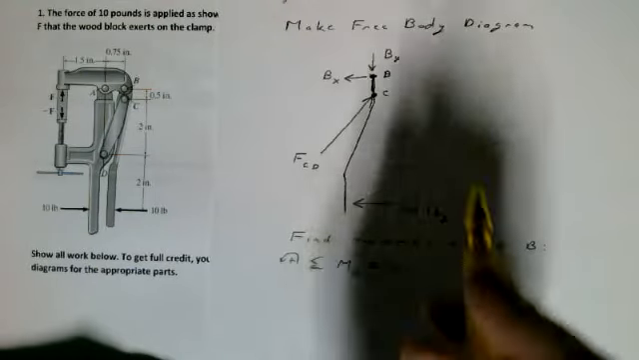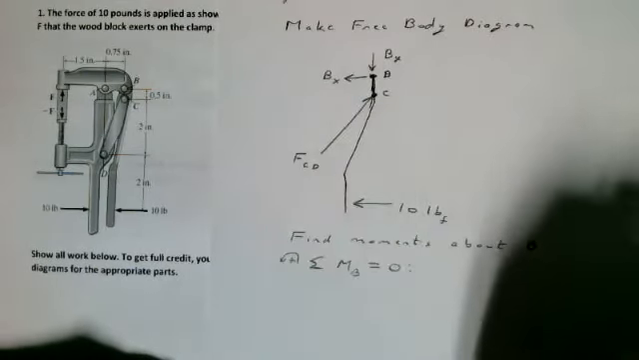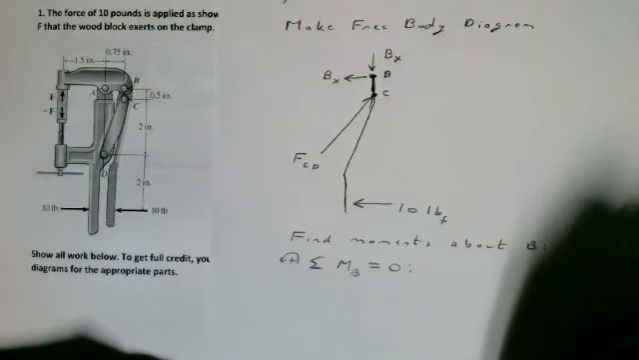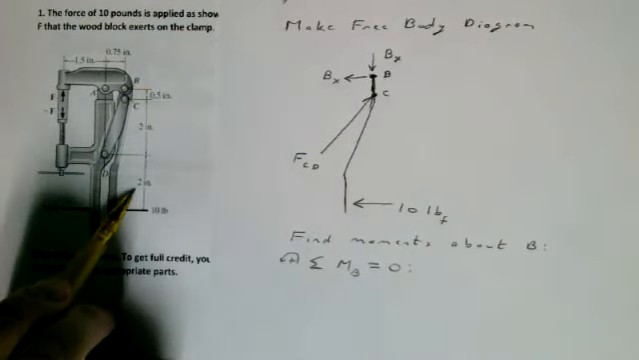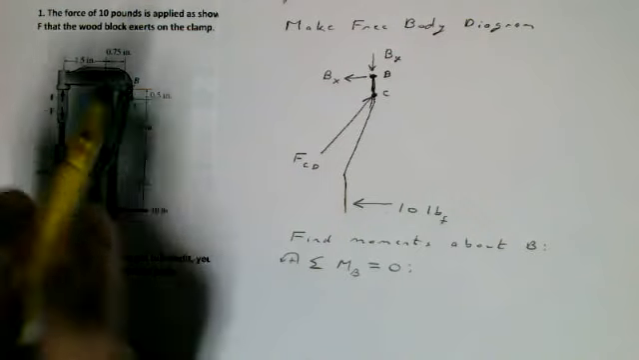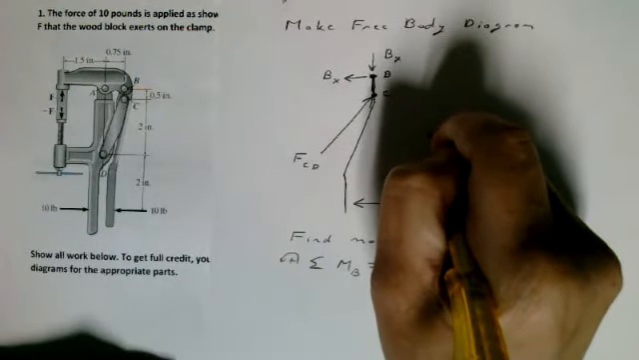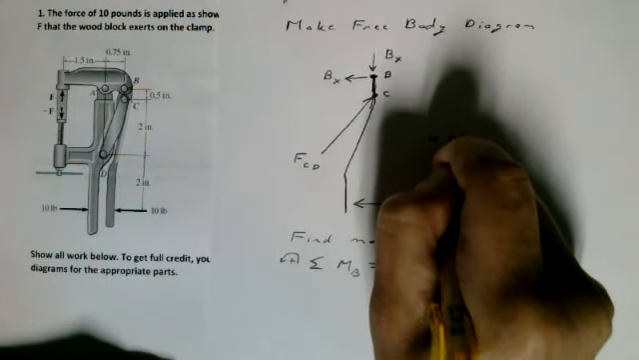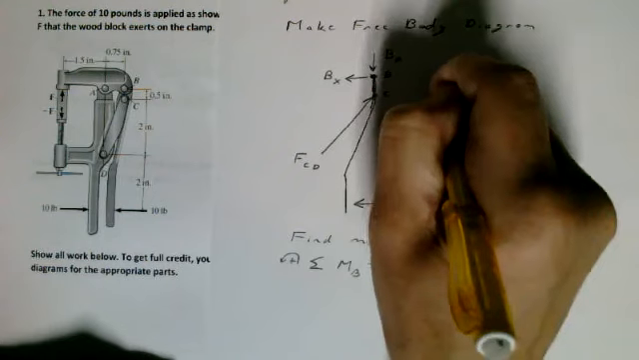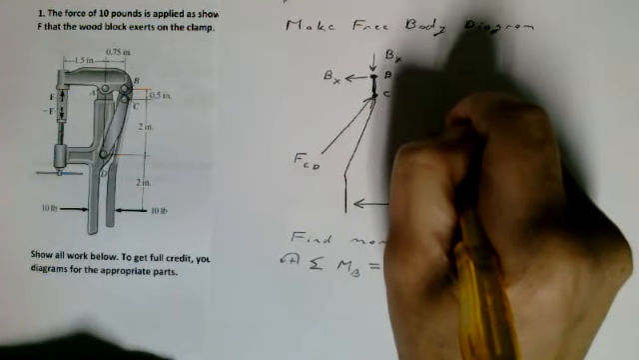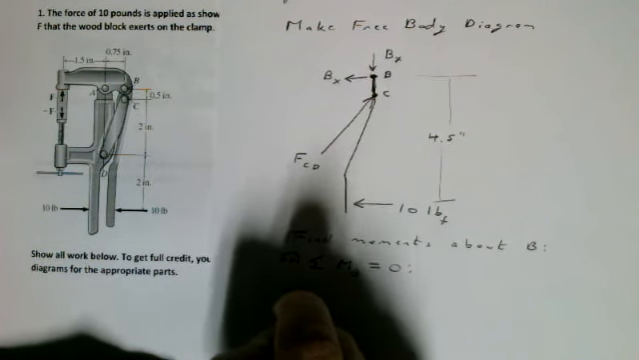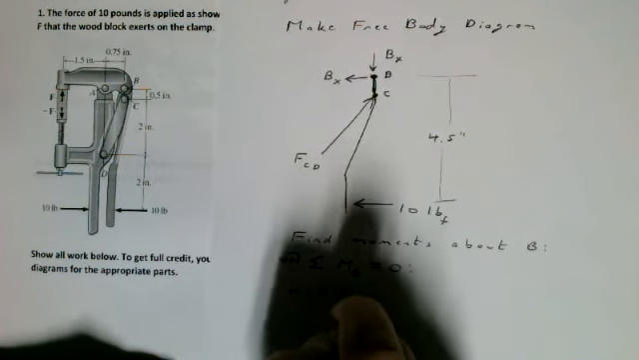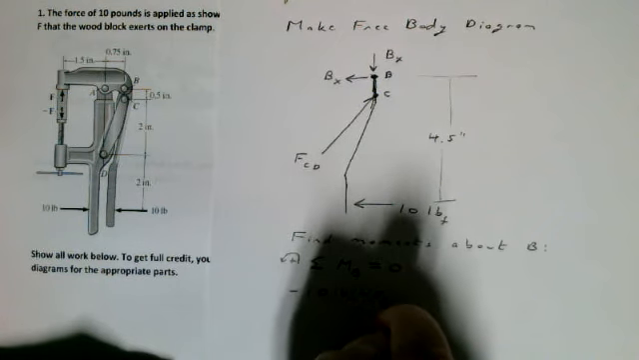If we sum it here, we're going to have this 10 pounds. If you look at the diagram, it looks like that's going to be a total of 4.5 inches from B. So we do 2 plus 2 plus 0.5, so this is 4.5 inches from B. It looks like it's going in the clockwise direction, so that would be negative. So negative 10 pounds times 4.5 inches.